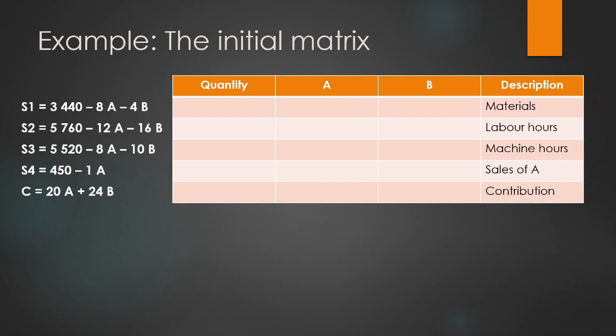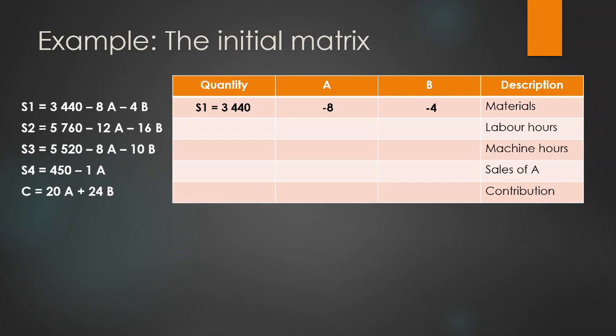Now we need to put each constraint into the matrix. For the materials constraint, if we produce 0 units of both product A and B, we will be left with 3,440 units of unused materials. Our unused materials, represented by the slack variable S1, is 3,440. We then ask how much product A uses of materials, and we see that for each unit of product A, we use 8 materials. So we can enter this into our matrix as -8. The same then applies for product B, which we can enter as -4.